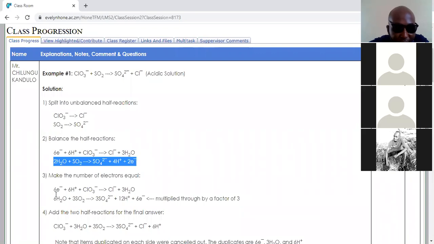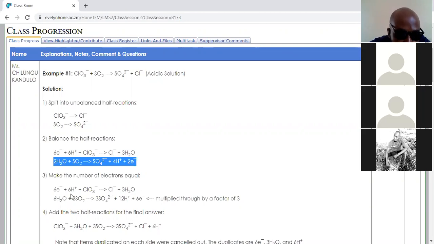So you're going to have 2 times 3, 6. Then 3, 3. Then 12, 6. After this, you can add these 2 electrons. When you add them, the electrons on both sides will cancel. Then the species that appear on both sides, you cancel out: the 3 and the 3. 6 minus 3 is 3.